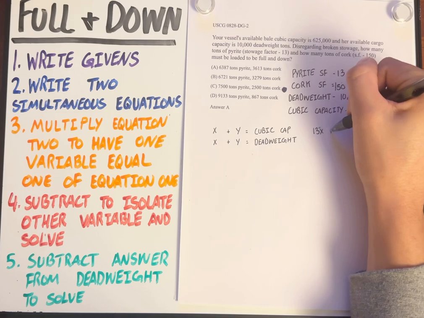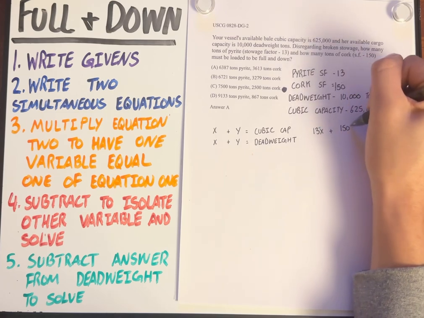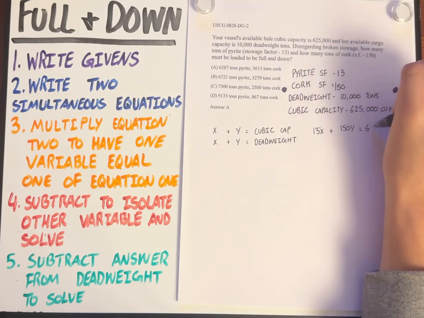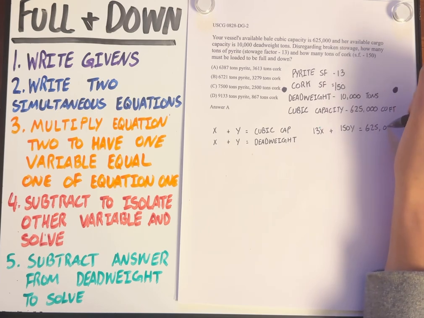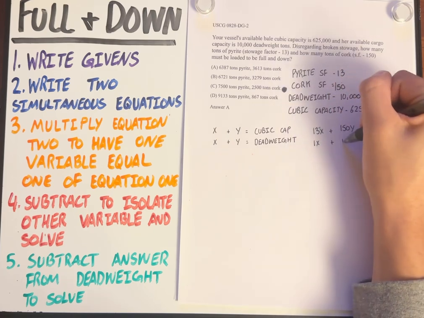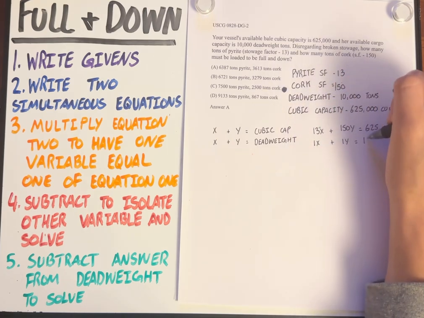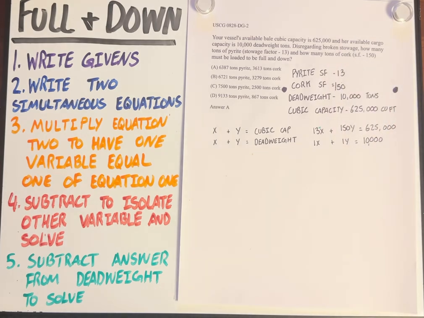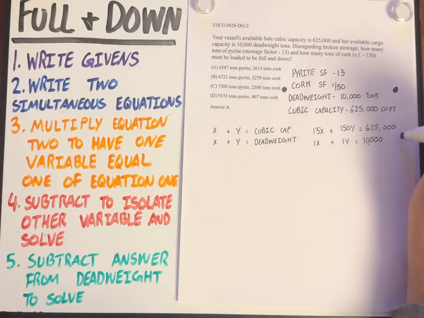So 13x plus 150y equals 625,000. And then your second equation is going to be 1x plus 1y equals 10,000 tons. So that's step two, writing your simultaneous equations.